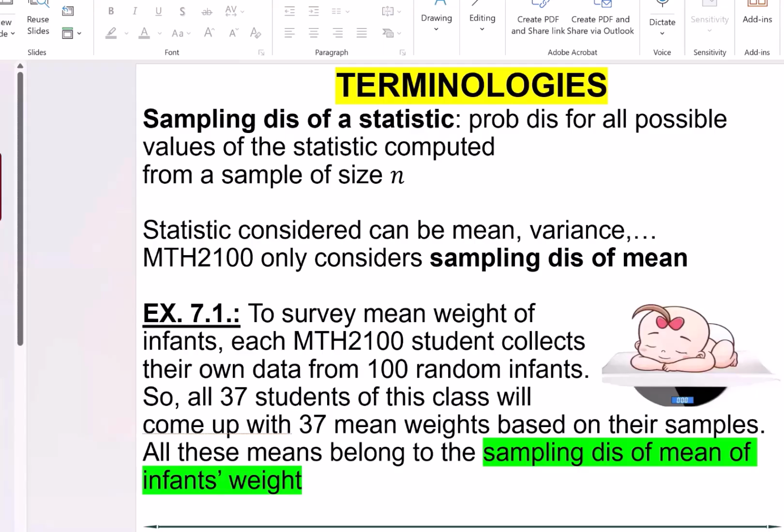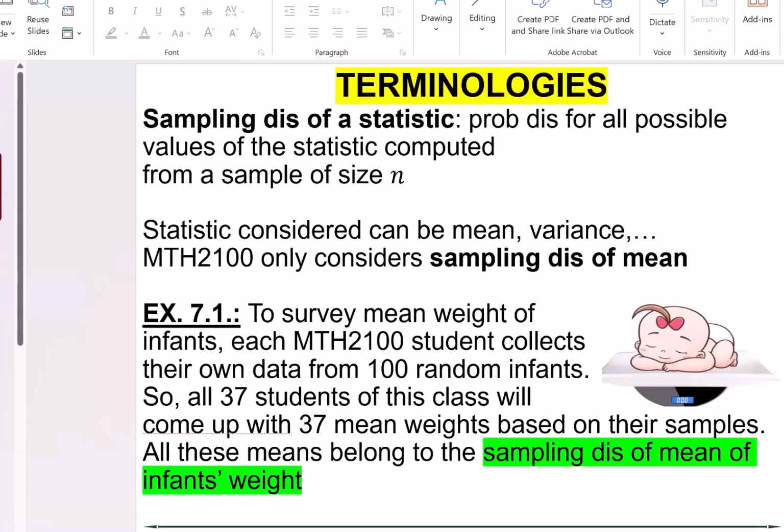For example, we want to study the mean weight of a US infant. In this class, I give you a project. Each of you will go ahead and collect your own data, by randomly choosing 100 infants and measuring their weight. From that, each of you can come up with a different value of the sample mean.